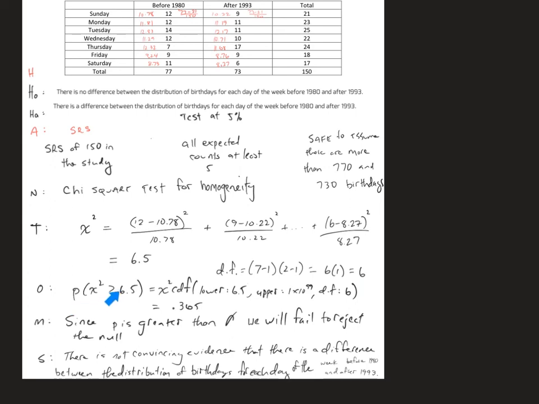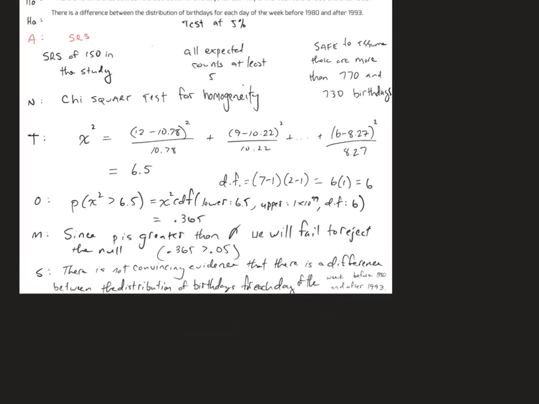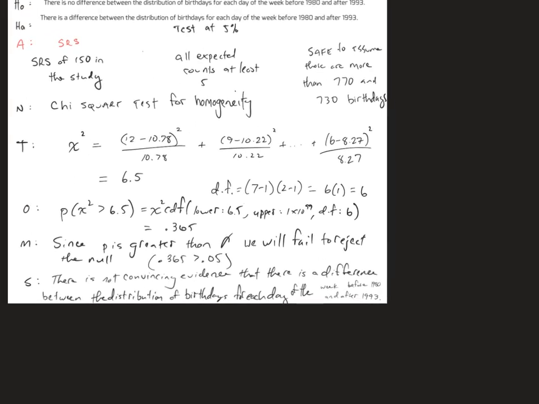Probability of chi-squared being greater than 6.5 is equal to the chi-squared CDF. Lower bound is 6.5, upper is 1 times 10 to the 99th. It's 6 degrees of freedom. Gives me a p-value of 0.365. So since p is greater than alpha, we will fail to reject the null. Mr. No forgot to write in here that 0.365 is definitely greater than 0.05. So now I have to conclude in context. So there is not convincing evidence that there is a difference between the distribution of birthdays for each day of the week before 1980 and after 1993.